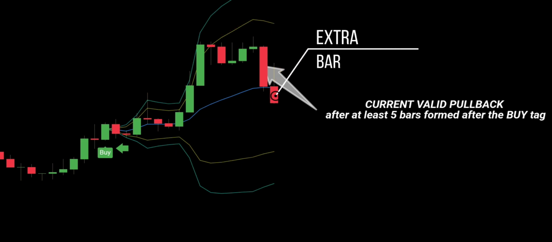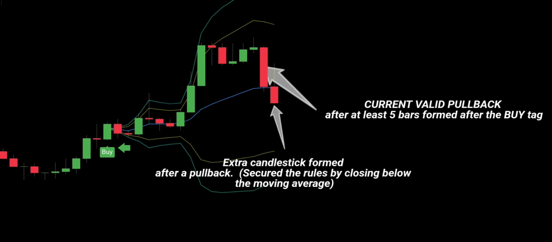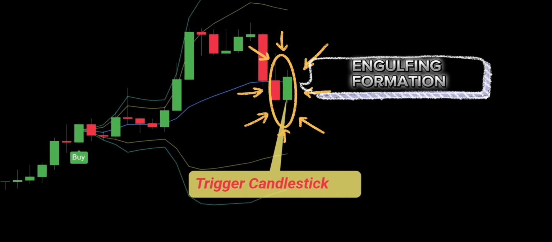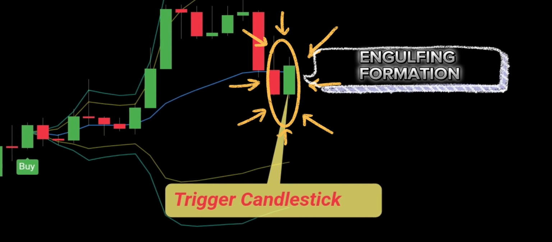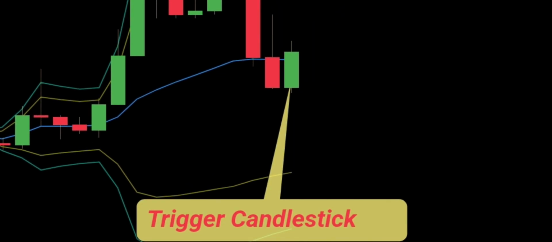With an additional bar, it is crucial for the close to be below the blue line. Please keep this in mind. And the additional bar that completes the pullback action engulfs it within another green-colored bar, neutralizing it. This green bar is the trigger candle, and a trade can be opened.